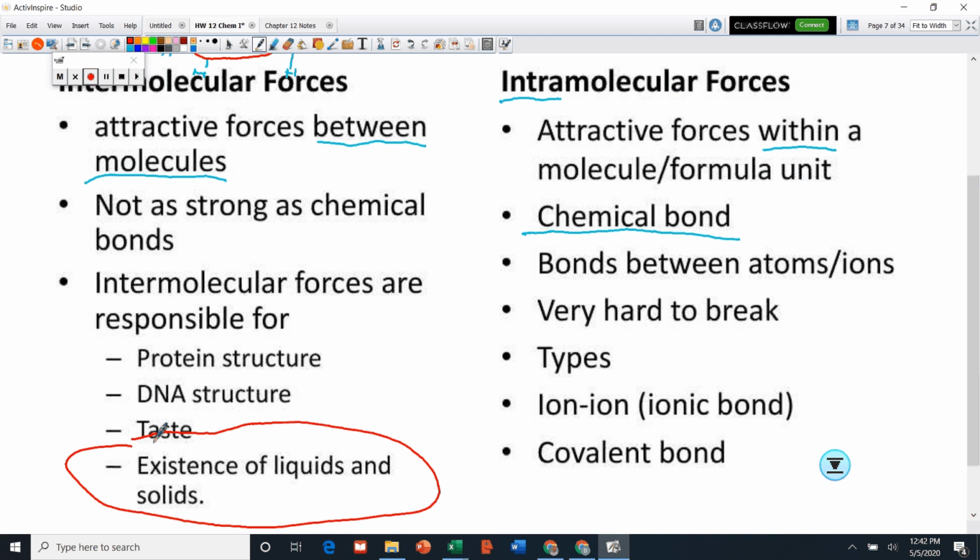Intramolecular forces are the attractive forces within a molecule. That's the chemical bonds. That's the big deal there. Bond between atoms and ions. Very hard to break. They're very strong. Two main types. Ion-ion, which is an ionic bond, or a covalent bond sharing electrons.